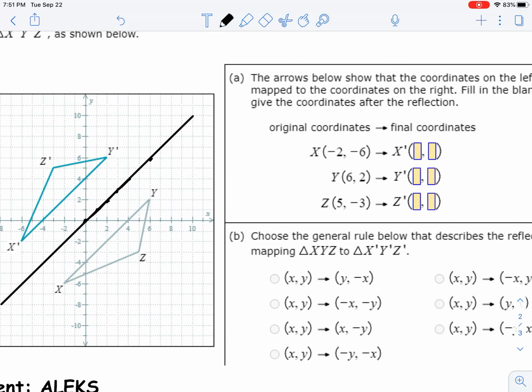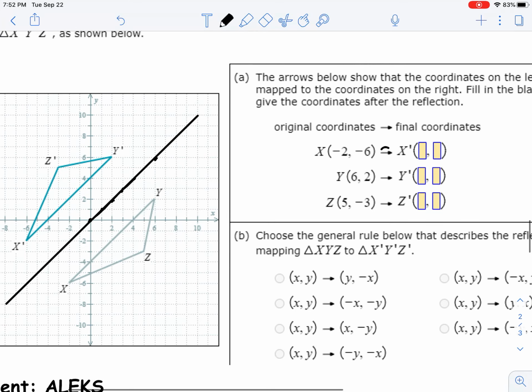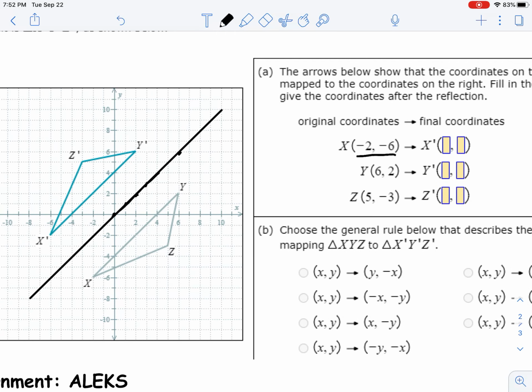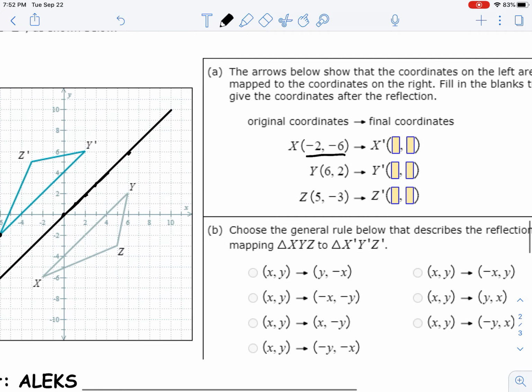Now let's talk about what this is saying over here. First of all, this is how we write rules, like this. This arrow means changes to. So we're changing this point, x, which is really down here, to something else, x prime. So we need to find that x prime and figure out what those coordinates are. X prime is right there. That looks like it's -6, -2.